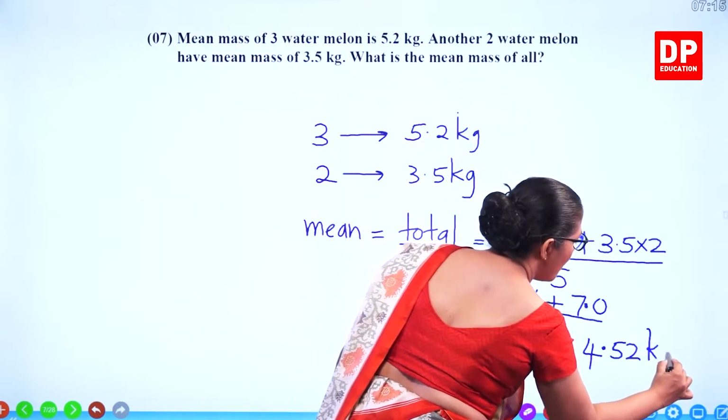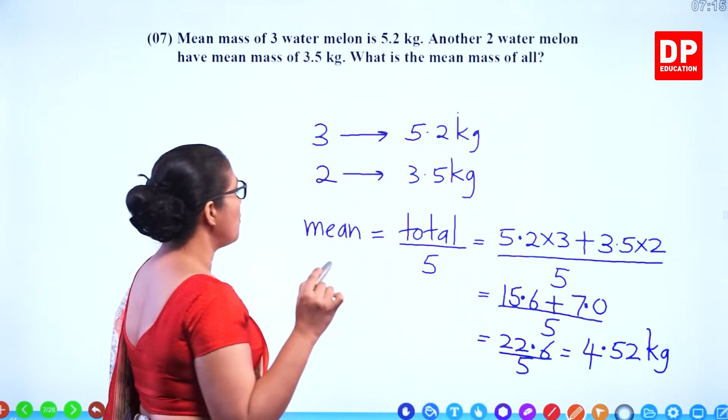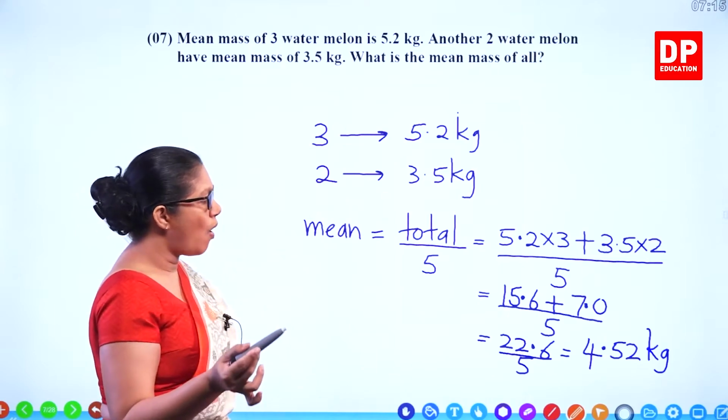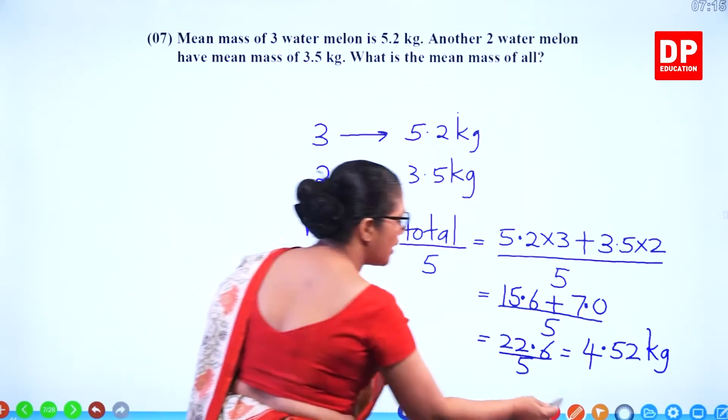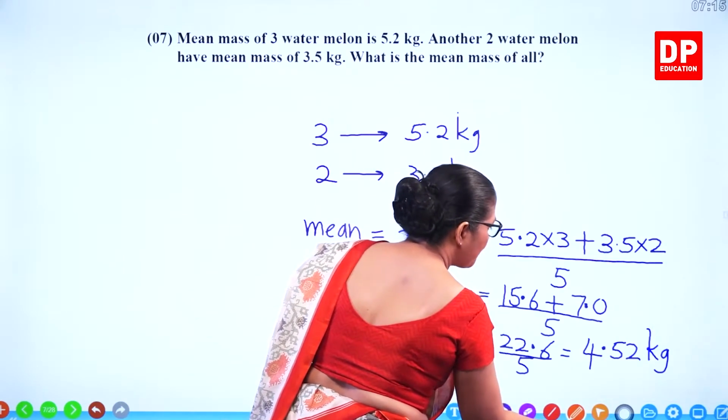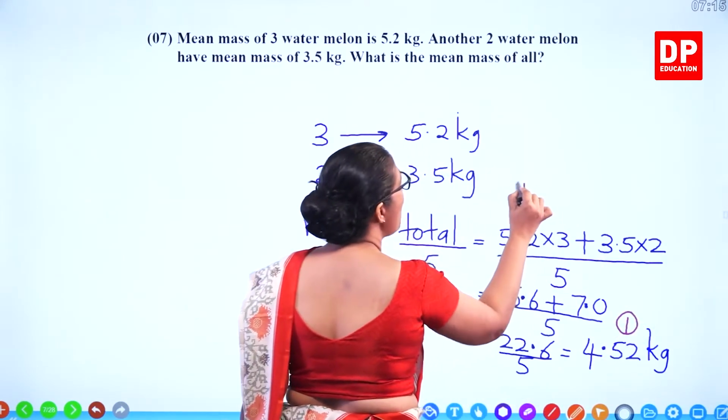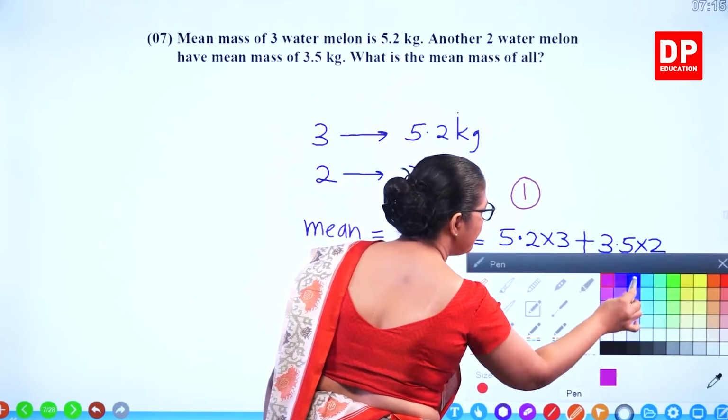So this is in kilograms. So the mean mass of all watermelons is 4.52. So you get 2 marks. 1 mark for the answer and 1 mark for the method.